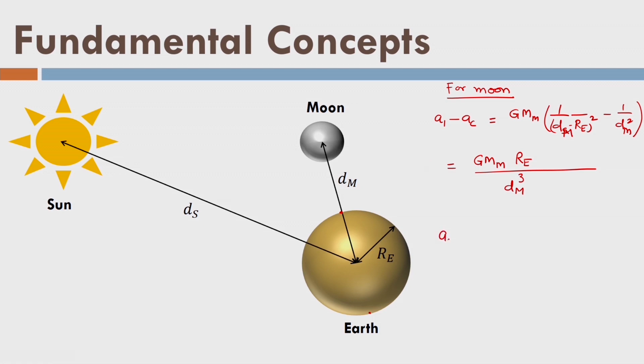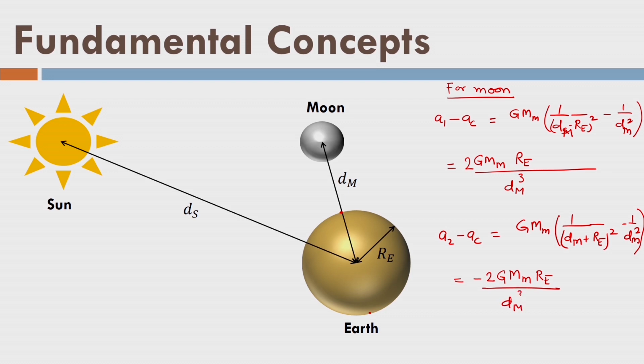At the same time, if you take A2 minus AC for the Moon only, again you can write GMm times 1 upon (d_m plus R_E) whole square minus 1 upon d_m square. So here we will get minus 2 times GMm R_E divided by d_m cube. The similar relationship I can also write for the Sun, where this mass will be replaced by the mass of the Sun and this distance will be replaced by the d_s.